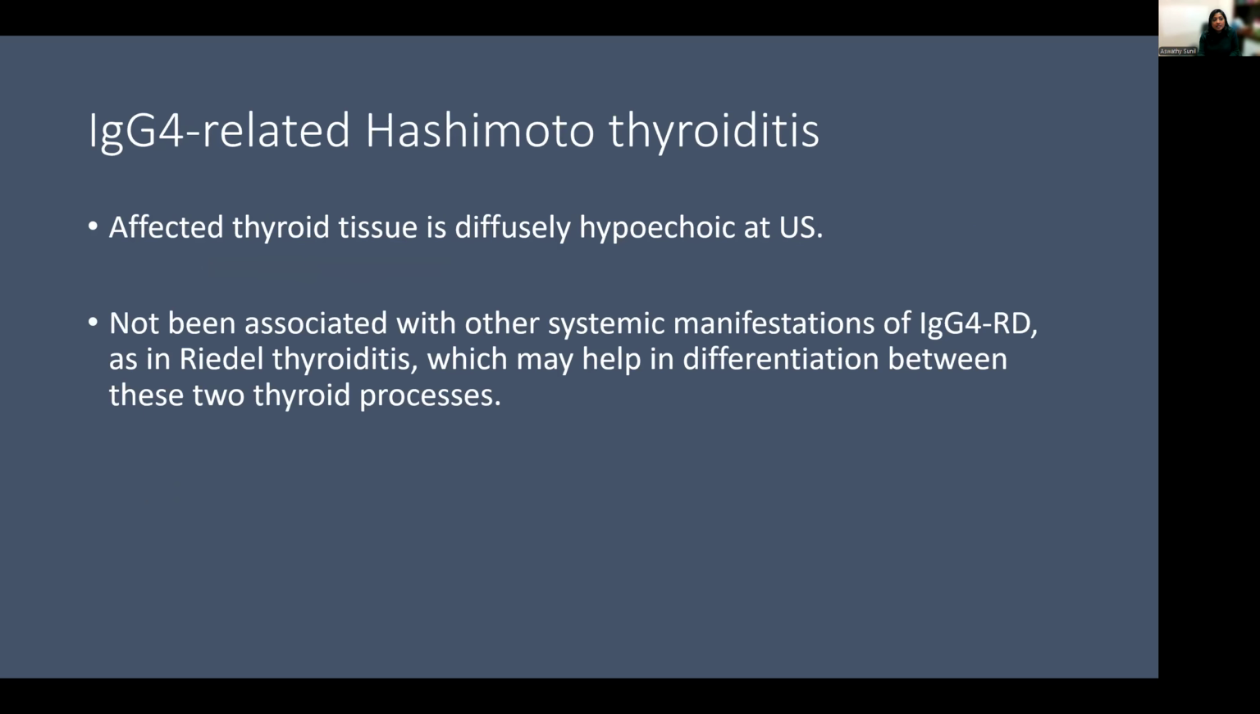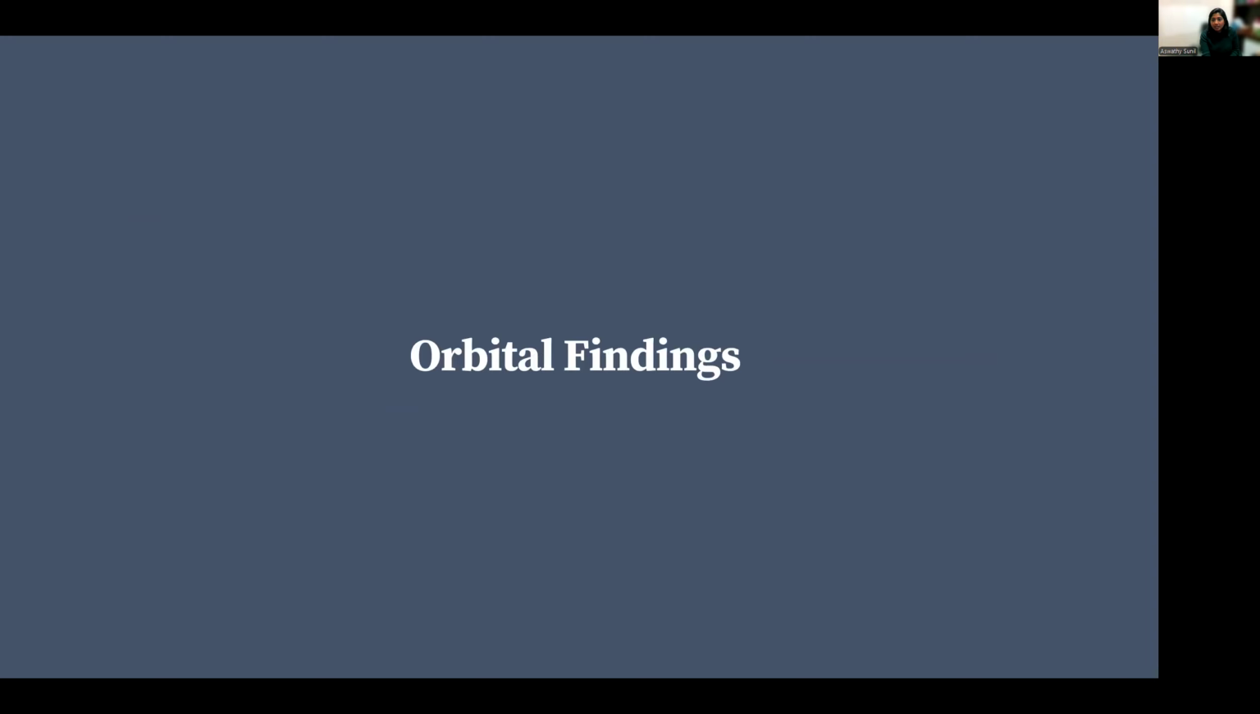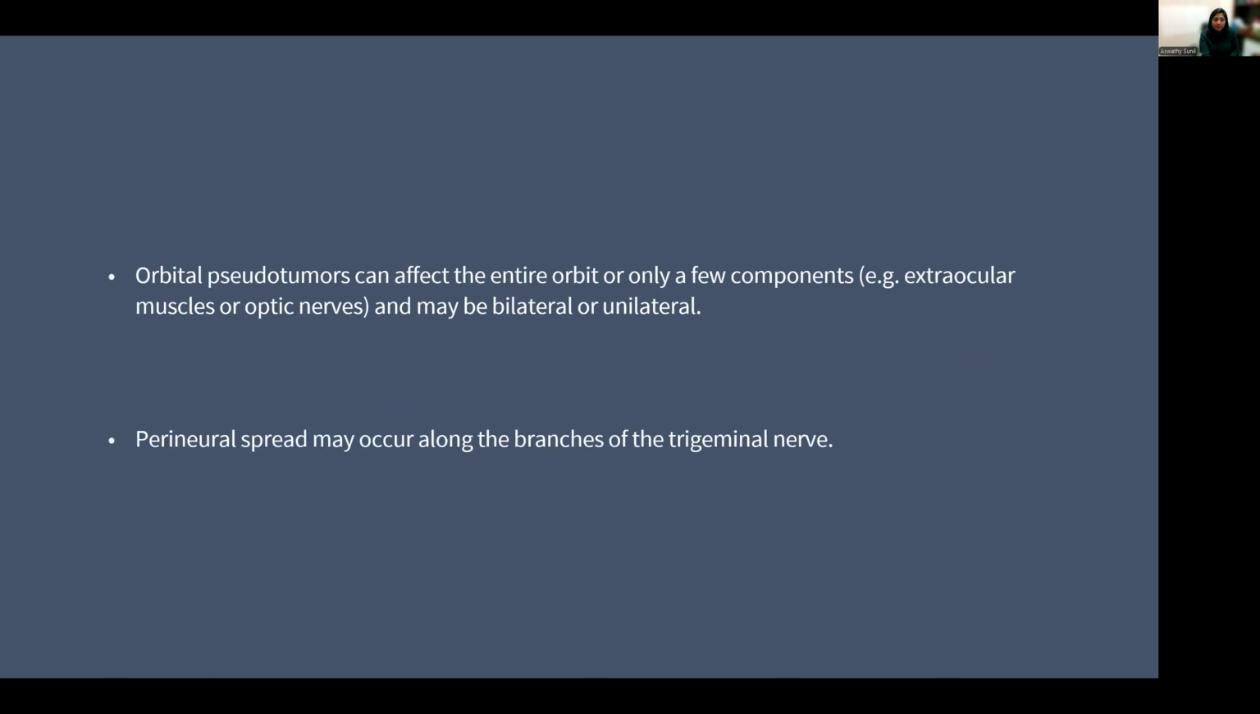Next is IgG4-related Hashimoto thyroiditis. The affected thyroid tissue is diffusely hypoechoic at ultrasound. It need not be associated with other systemic manifestations of IgG4-related disease, as in Riedel, which may help in differentiating between the two processes. Next is orbital findings.